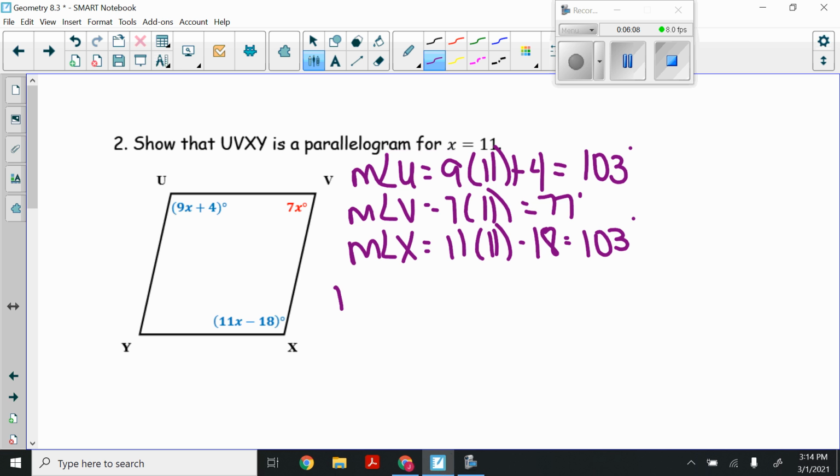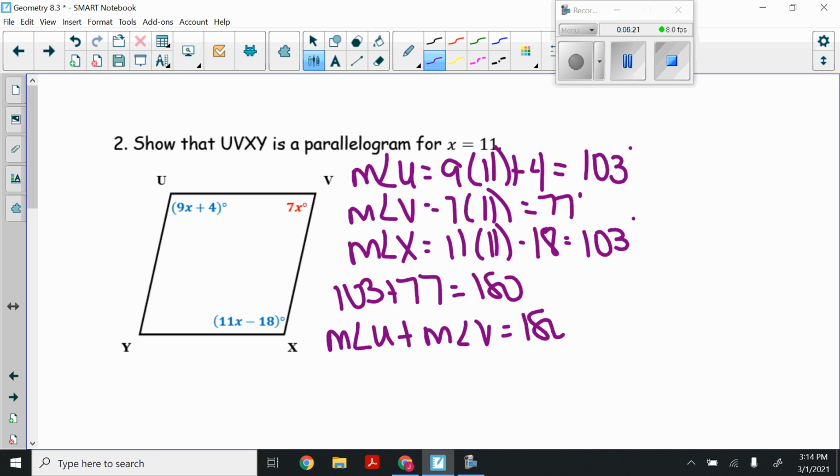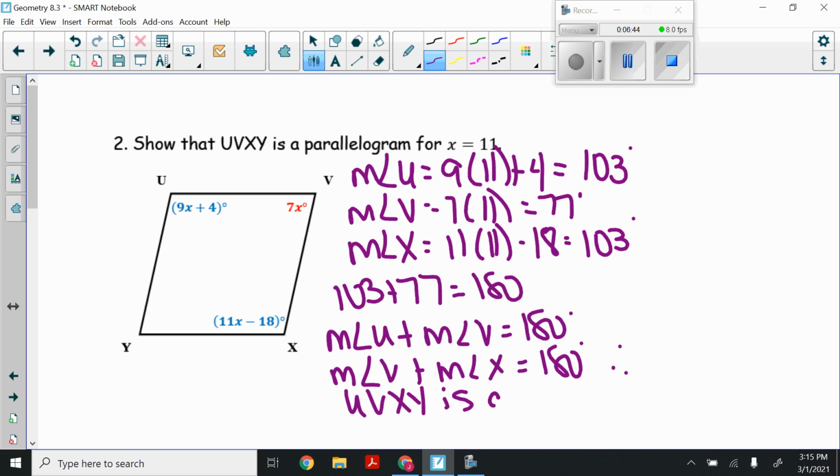So I see that 103 plus 77 equals 180. So I can say that the measure of angle U plus the measure of angle V is equal to 180 degrees. I can also say the measure of angle V plus the measure of angle X is equal to 180 degrees. Therefore, since I just proved that consecutive interior angles are supplementary, I can say that UVXY is a parallelogram.